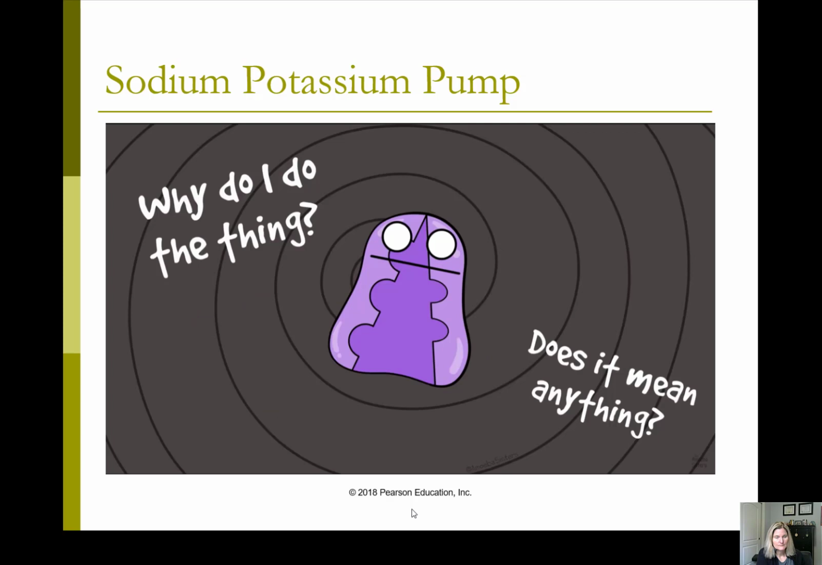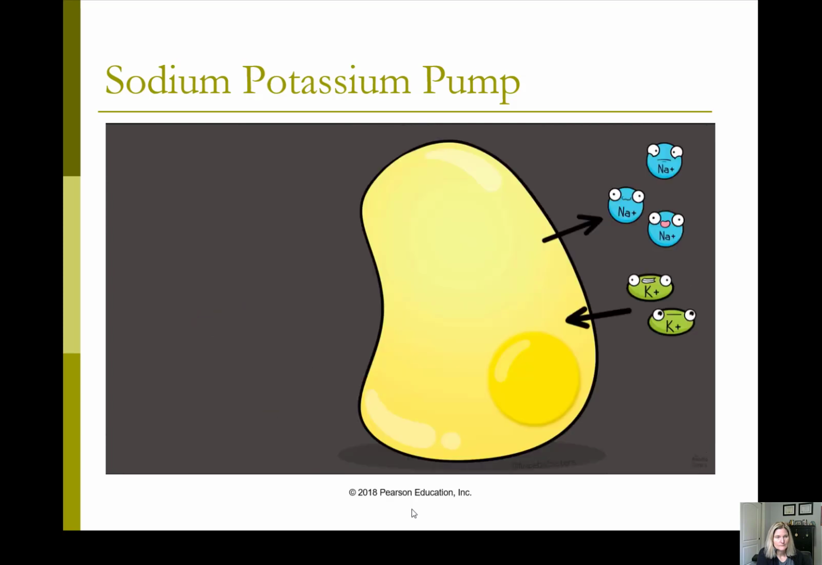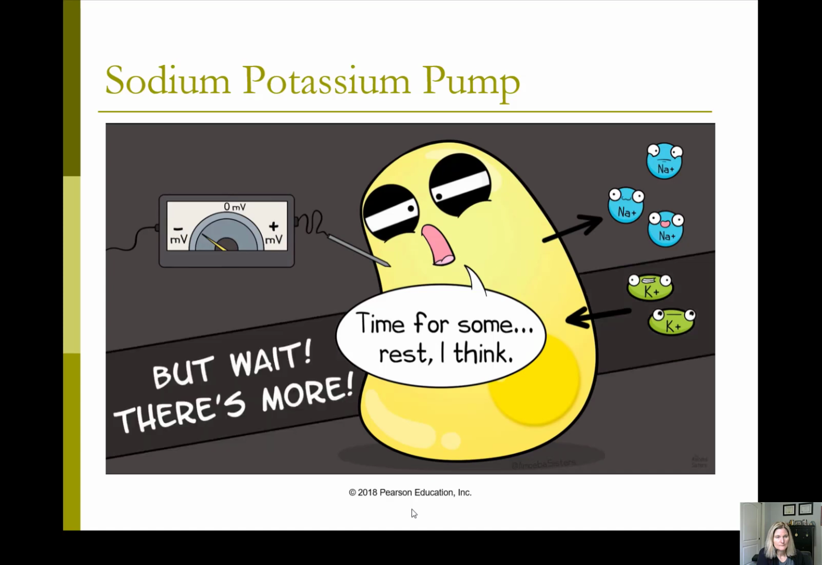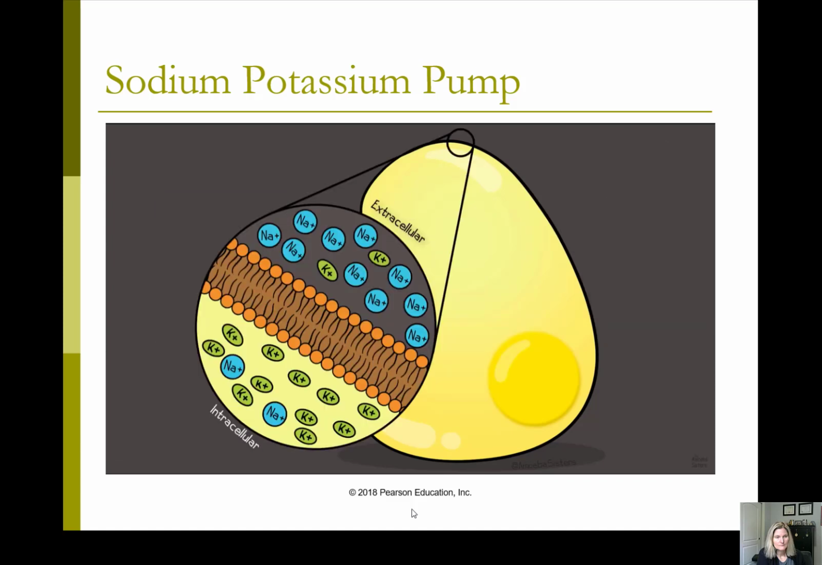So what is the result of this pump's activity? Well, you are moving 3 positive ions out for every 2 positive ions in. So while this may contribute to the cell's more negative charge inside, it's really important to understand that this alone is not the big reason you see a voltage difference in the resting potential. The result of the pump's work means that there are specifically more potassium ions inside the cell and more sodium ions outside of the cell.